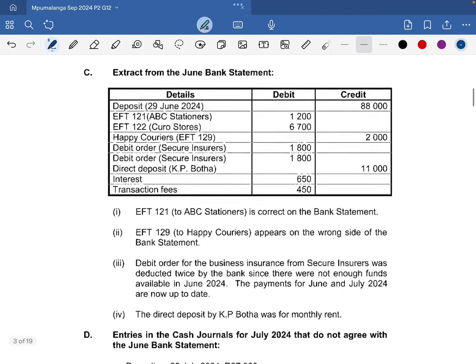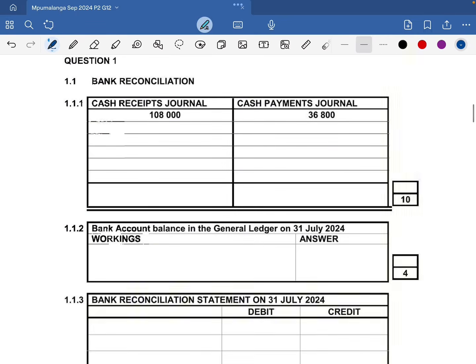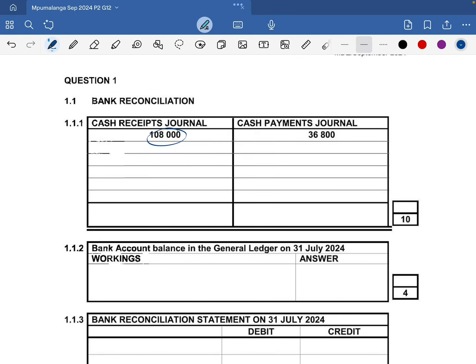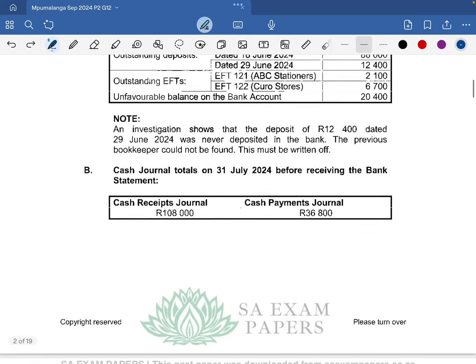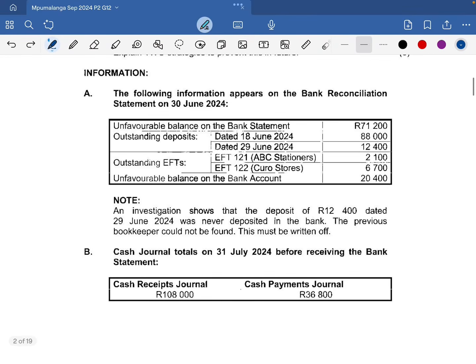Right, now the first thing that we need to calculate here is our balances per the bank account. So we're given the starting balances for the CRJ and the CPJ. And then let's just quickly look at these transactions from information A. So now we are given an unfavorable balance on the bank statement, which is 71,200. Now, if you do not understand what information A says, it says the following information appears on the bank reconciliation statement on the 30th of June. So this was the bank reconciliation statement from the previous month, right?